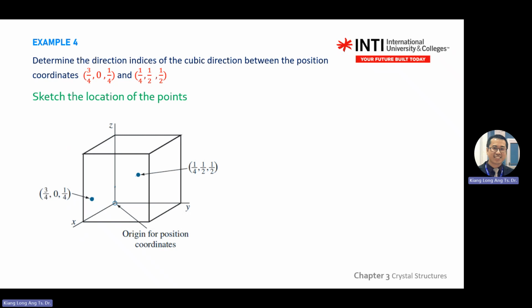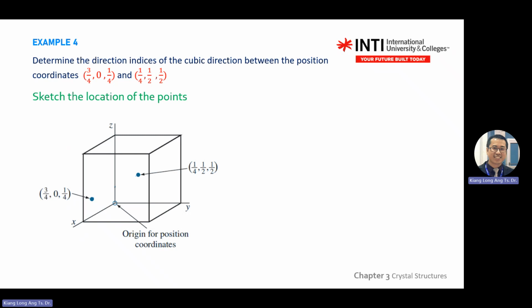You need to find the differences between the x and x, y and y, z and z. So x2 minus x1, you get one number. Y2 minus y1, you get one number. Z2 minus z1, you get one number. Just remember whether it's moving forward or moving backward. For example, x is x2 minus x1, 1/4 minus 3/4. You get minus 2/4, which is half. Right?